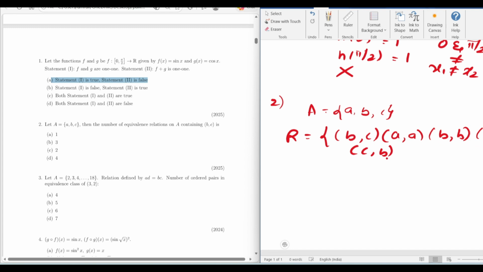You could see (B, C), (C, B) exists, so this implies there exists (B, B). It is reflexive, symmetric and transitive, so it is an equivalence relation. Done with the first one. Now let us go with the second one. Let us try with one more equivalence relation.